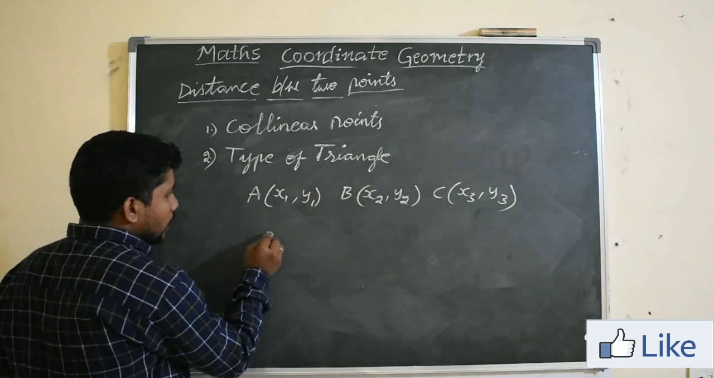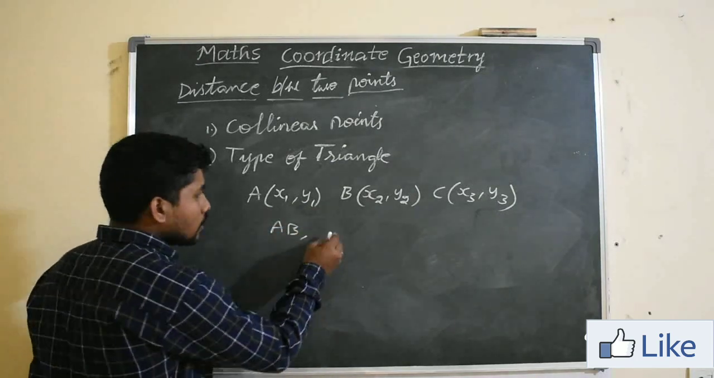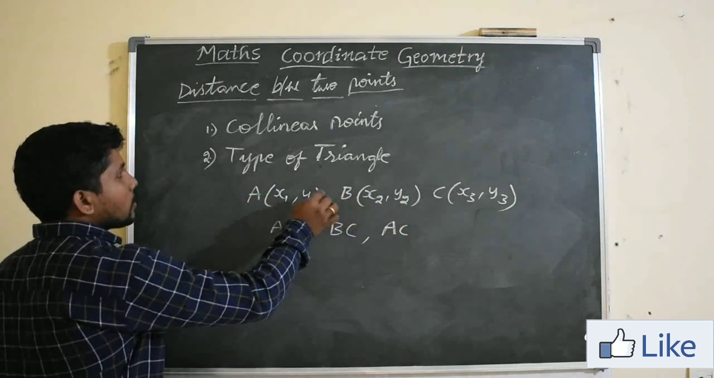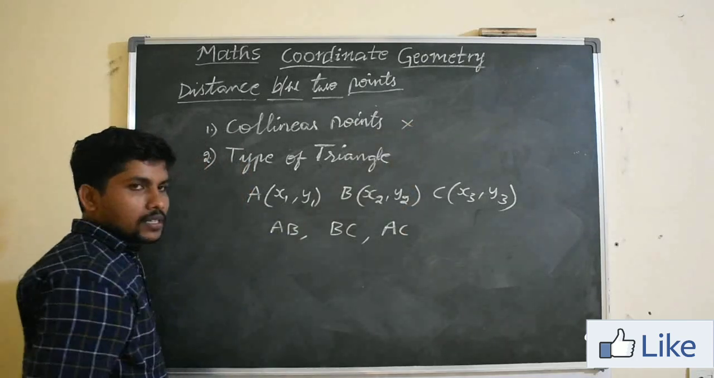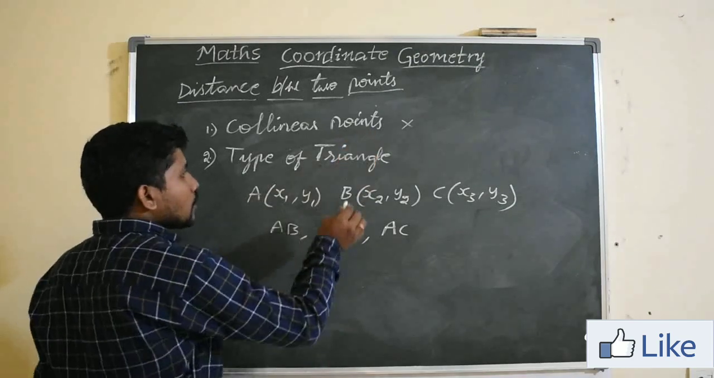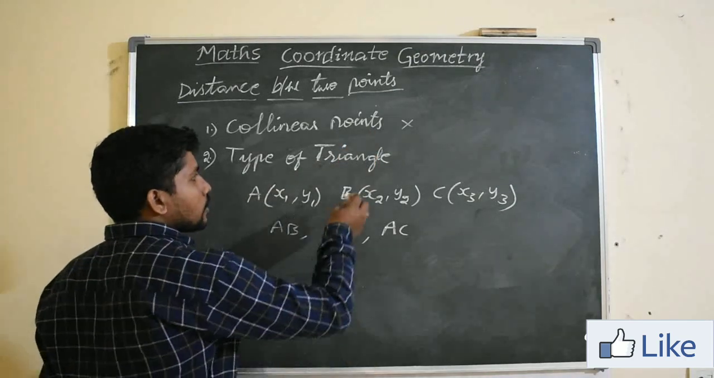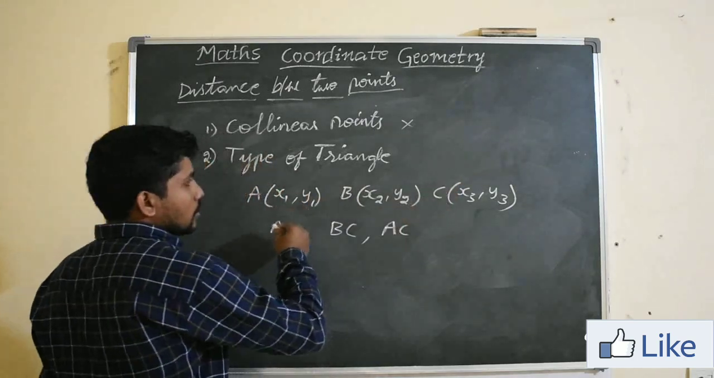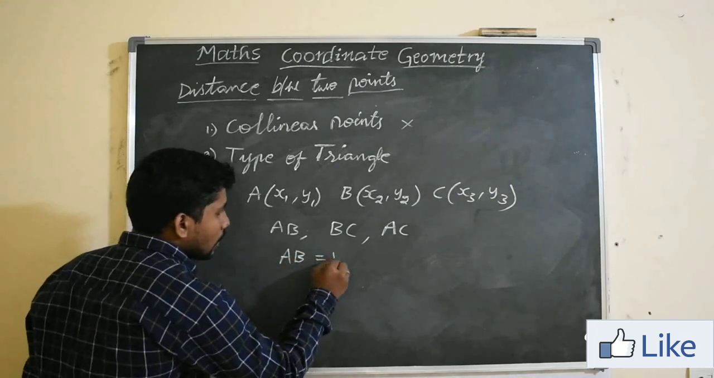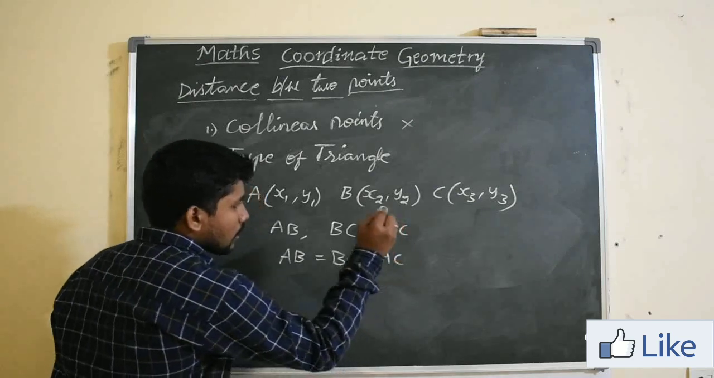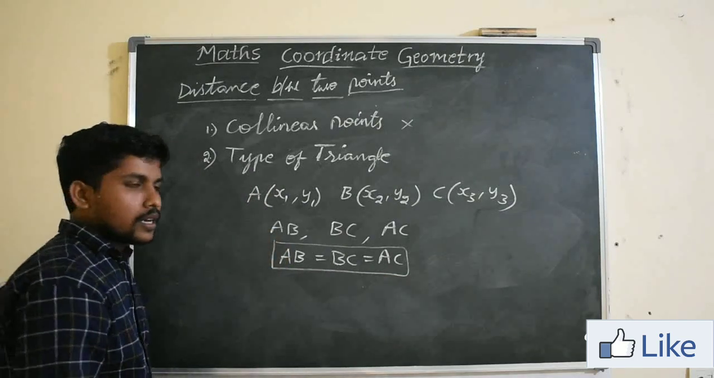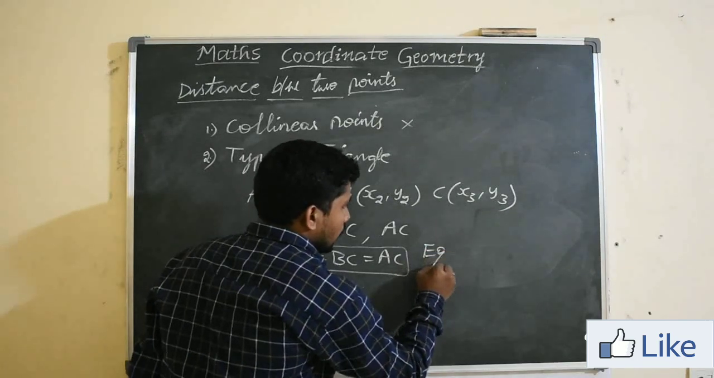Now what we do is find the distances AB, BC as well as AC, all three distances. If the first condition is not satisfied, that is, if the given 3 points are not collinear, then they may form a triangle. Three non-collinear points can form a triangle. Now, if all three distances are equal, then we can say it forms an equilateral triangle.